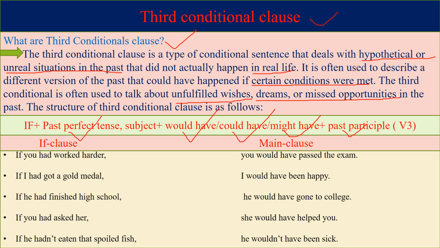You can see here are some examples. If you had worked harder, you would have passed the exam. If I had got a gold medal, I would have been happy. If he had finished high school, he would have gone to college. If you had asked her, she would have helped you. If he hadn't eaten that spoiled fish, he wouldn't have been sick.